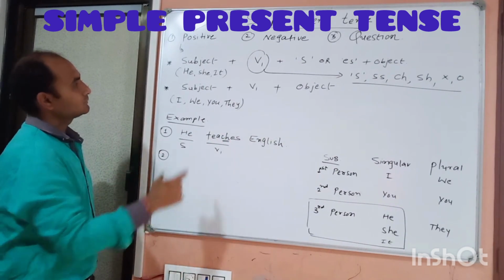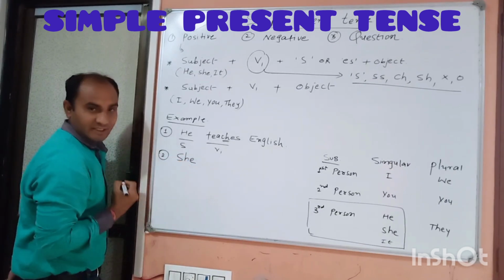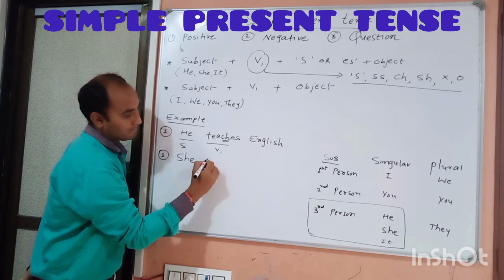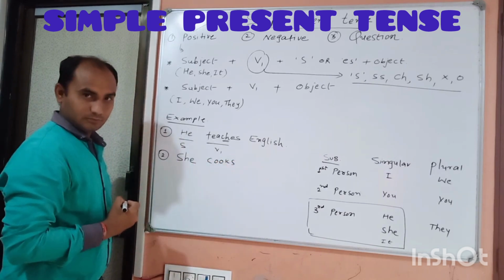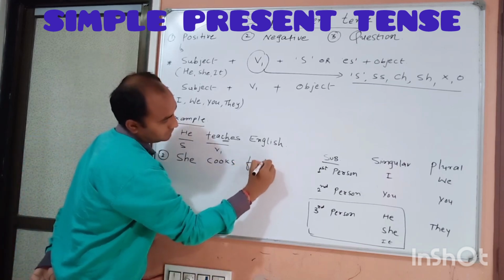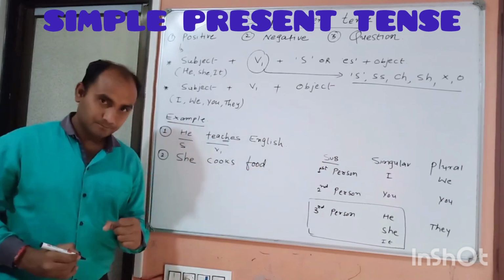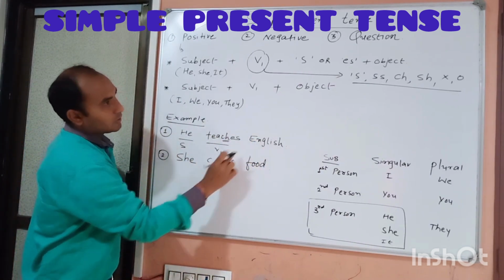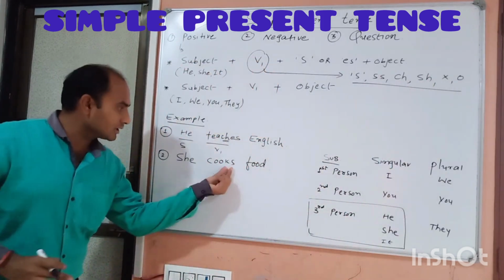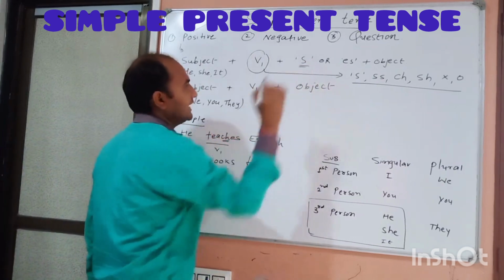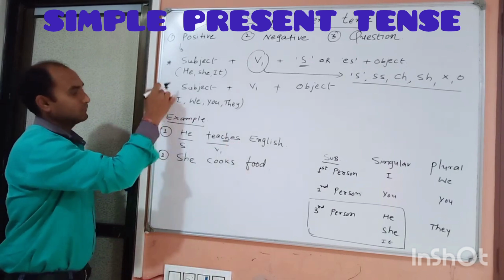Number 2. She cook food. She cooks food. Here you are observing that S, double S, CH, SH, X, O, these letters are not given, that's why directly we will put S, and in the remaining we will use ES.